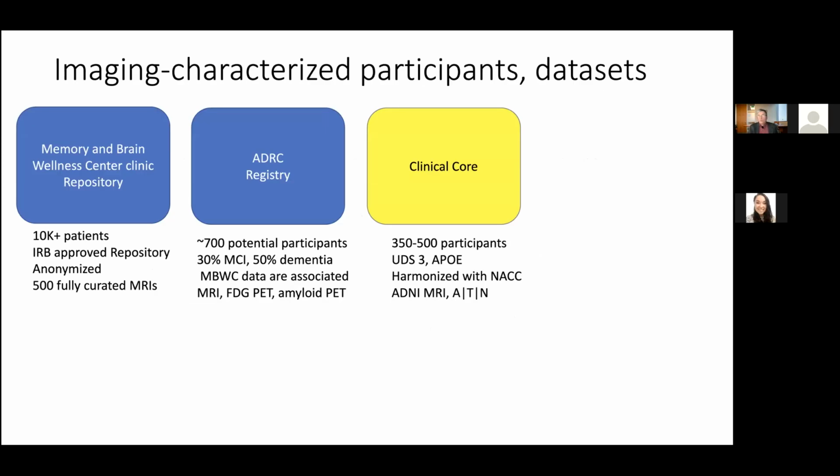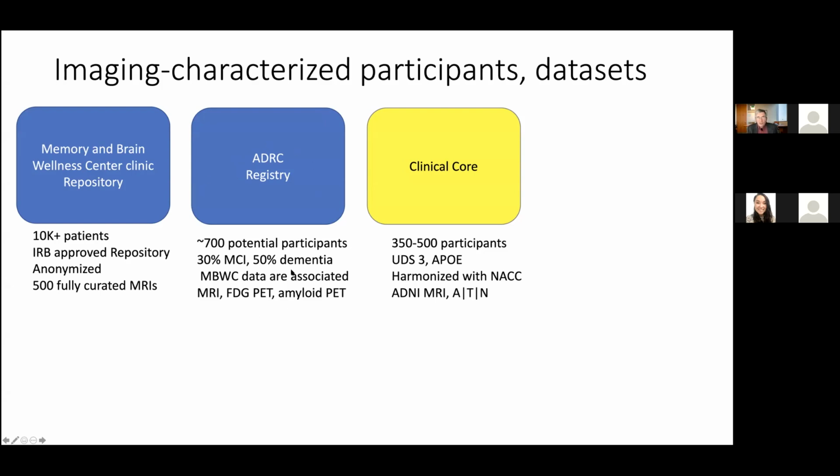So if you are interested in using some of these resources, there are several really good databases to approach. The Memory Brain Wellness Center Clinic itself has a data repository of all of the patients in the clinical center. That's more than 10,000. We have done a lot of work to curate the MR images from about 500 of them. So that's a really nice resource for generating hypotheses that you might want to test in a more rigorously obtained data set later.